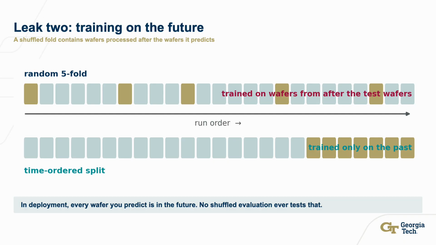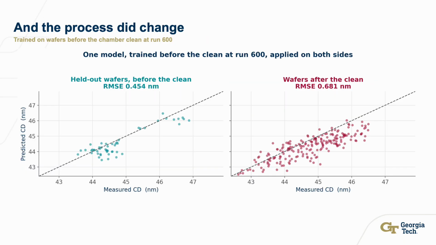Every prediction you make in deployment is a prediction about the future, made from a model fitted on the past. The shuffled evaluation never once tests that arrangement. So it produces an estimate of an ability the model does not have. And in our data, the process genuinely did change.